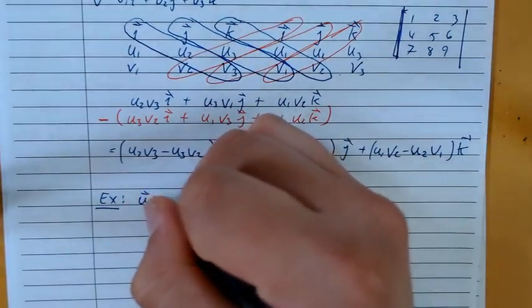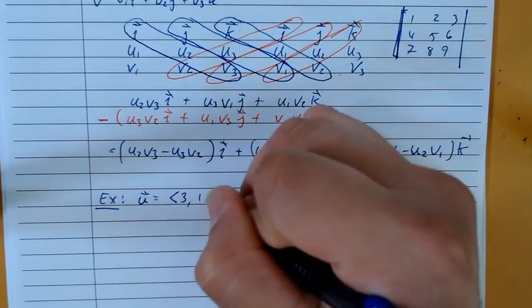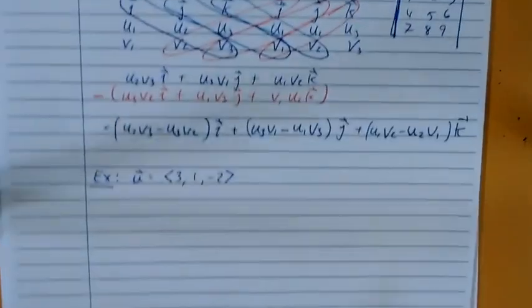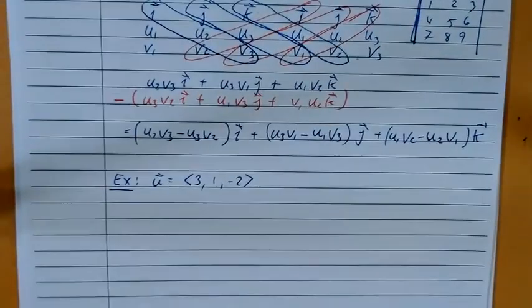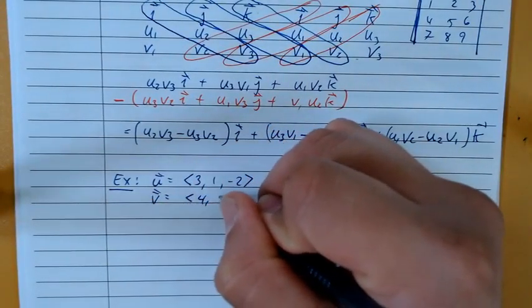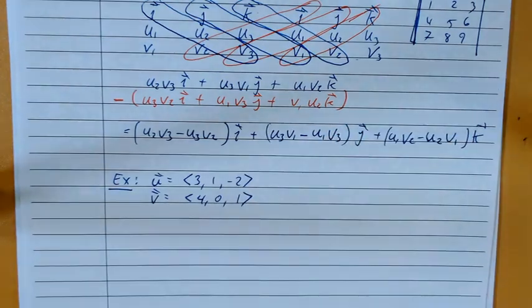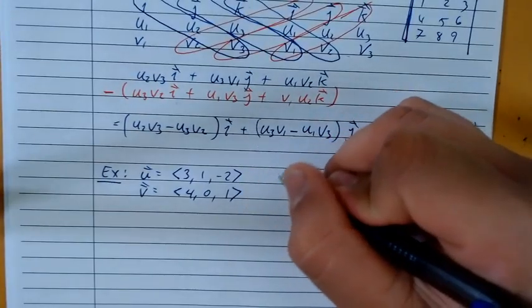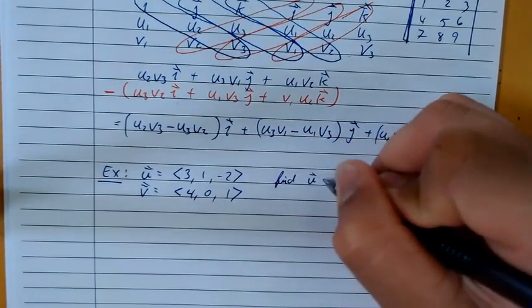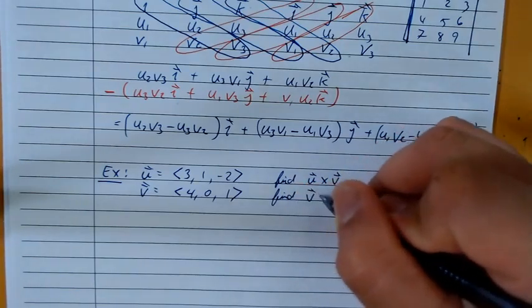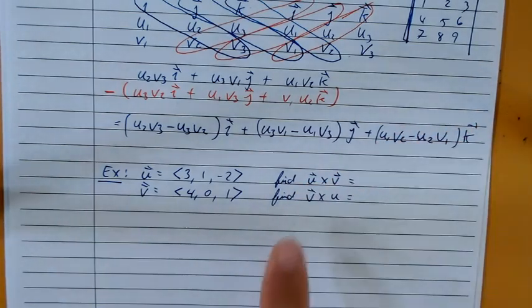Consider the vector u to be given by 3, 1, negative 2. And here I've given it in component form, which is interchangeable with the unit vector form. And then here's the vector v. Let's say 4, 0, and 1. Okay. So now the question is find the cross product. Find u cross v. And find v cross u. And we can compare. I'll go ahead and do this first one, and then I'll ask you guys to do the second one.